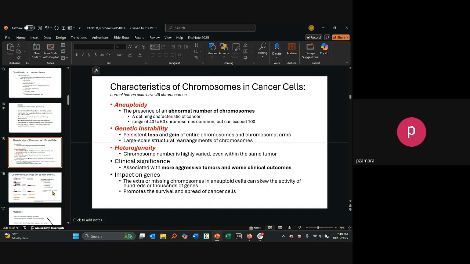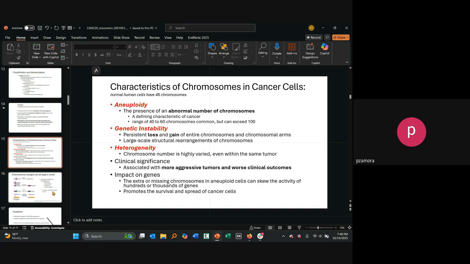There is, of course, a price to pay for this, and that impacts clinical significance. All these changes in chromosome numbers, the aneuploidy, is associated with more aggressive tumors and worse clinical outcomes. There is also a direct impact on genes.